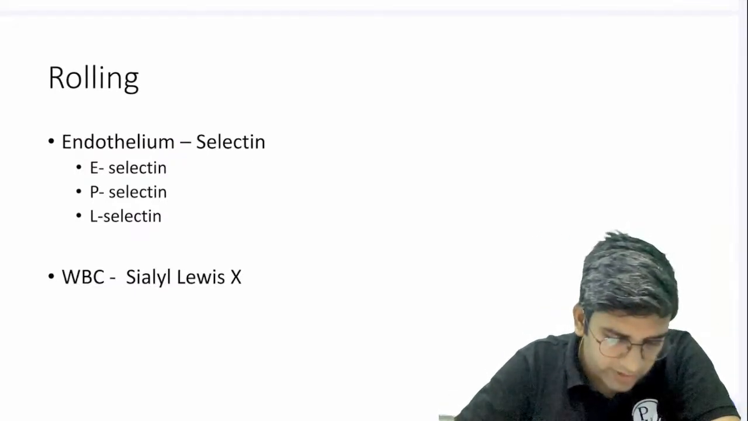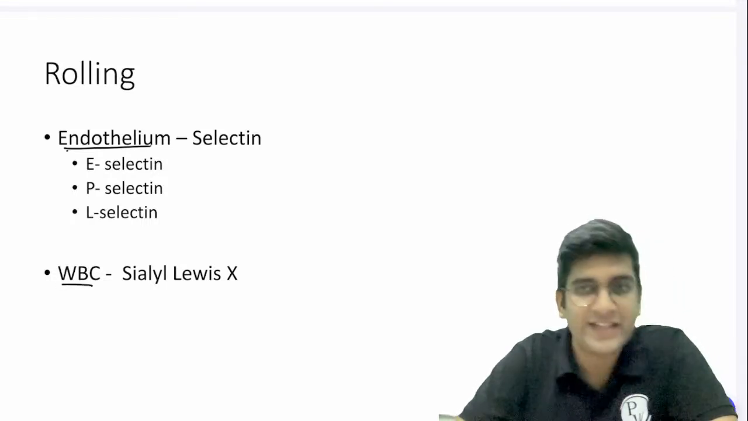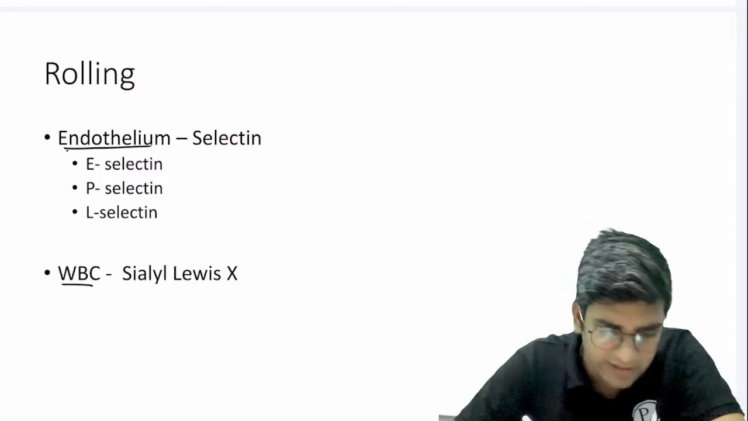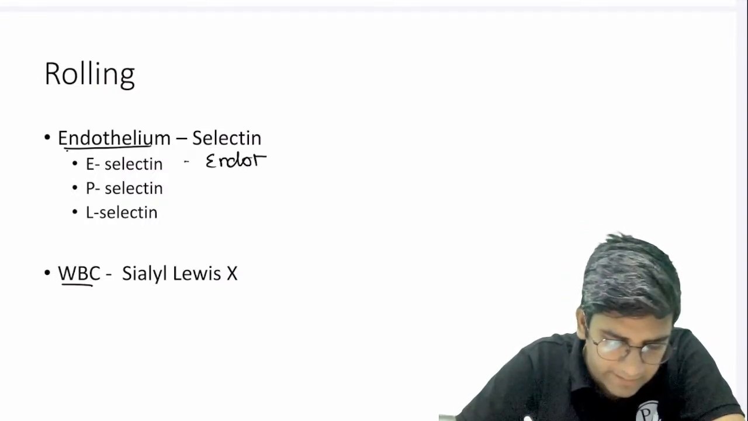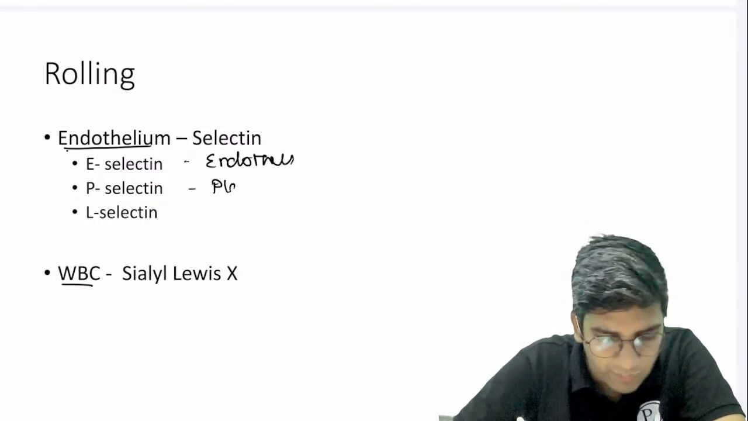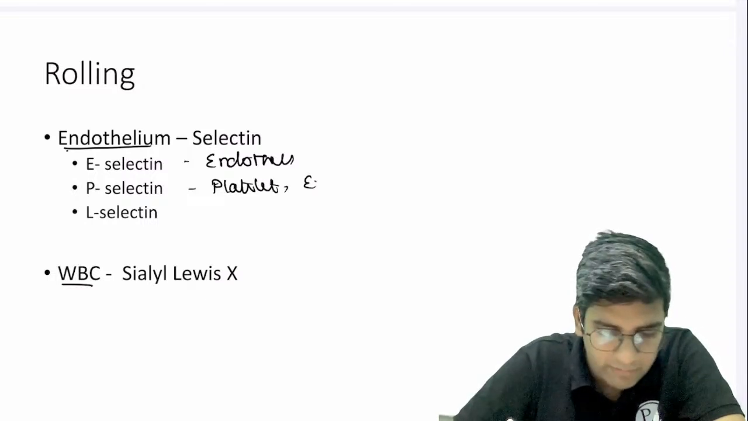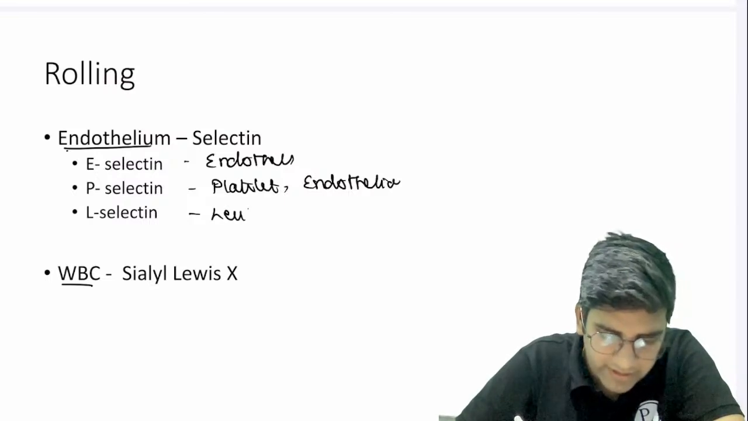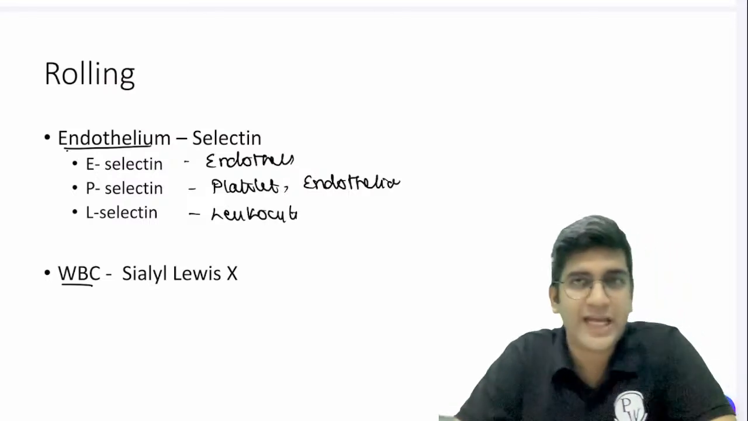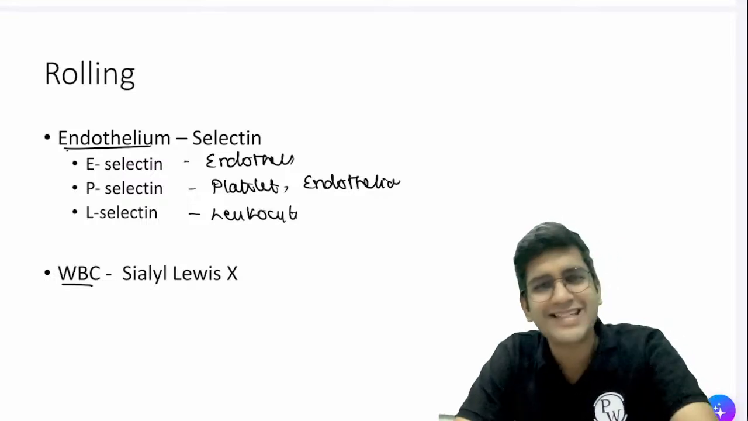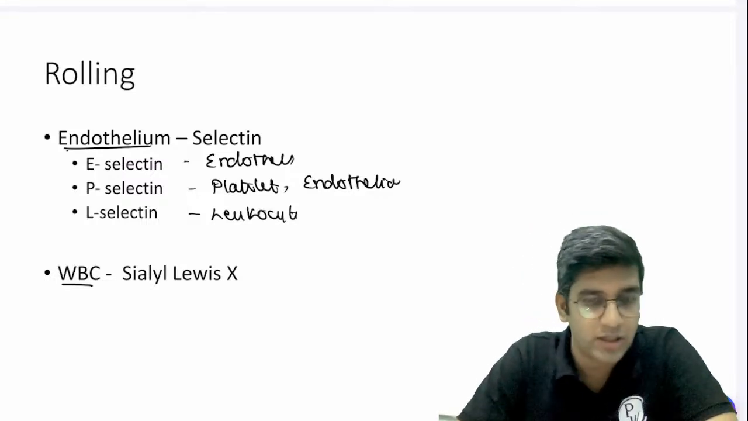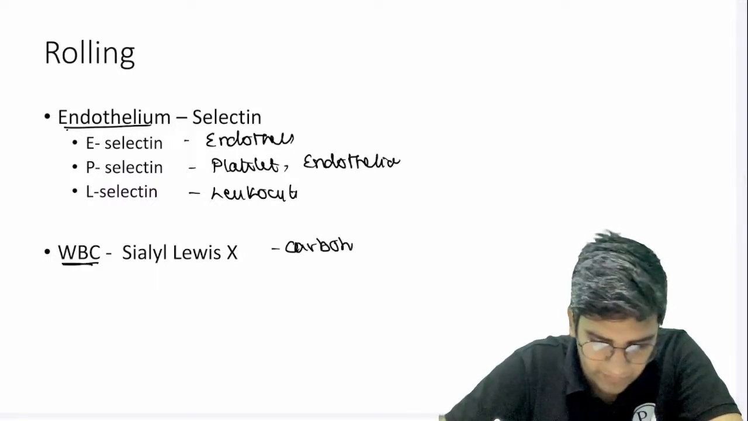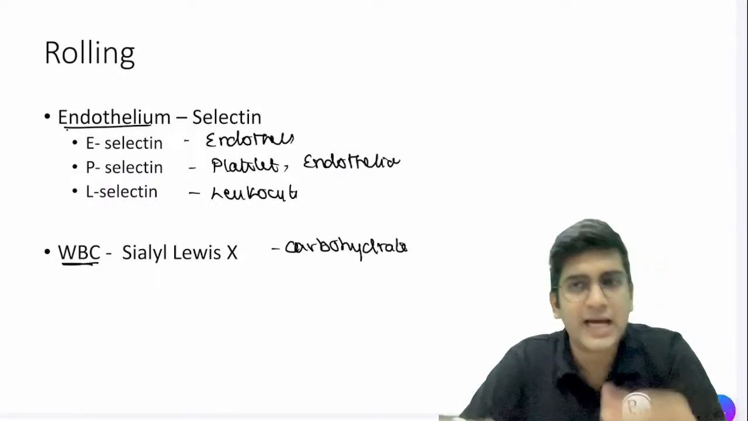Now, when you look at rolling, I have two molecules, one on the endothelium, one on the WBC, right? The molecules on the endothelium are called selectins. We have three different types of selectin. E stands for endothelial selectin. P is actually present in both platelets and endothelium, but it's named platelet selectin. And L stands for leukocyte, so it is present in WBCs. L-selectin does not play a major role in inflammation, but remember there's an L-selectin, that's all. And the WBC has a carbohydrate group called Sialyl Lewis X. Fine. So that's your Sialyl Lewis X, a carbohydrate moiety, that's all.